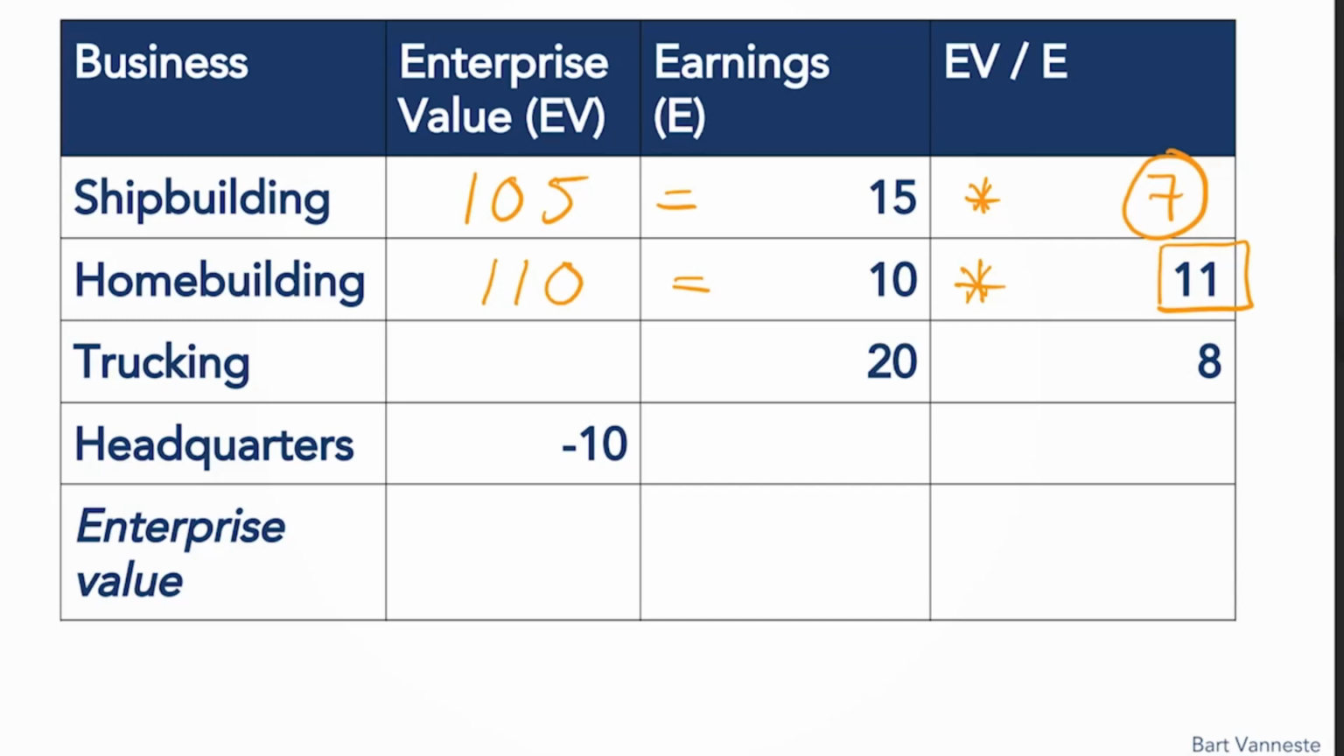As the next step, we're going to replicate the exact same procedure for trucking. We compare other trucking businesses and we find that there the average multiple is 8. Again, that means on average, a trucking business is worth 8 times last year's earning. So if we multiply 8 times 20, we can infer a value of our trucking business using the value of other trucking businesses. Now we've come up with a value for each business separately. 105 for shipbuilding, 110 for home building, 160 for trucking.